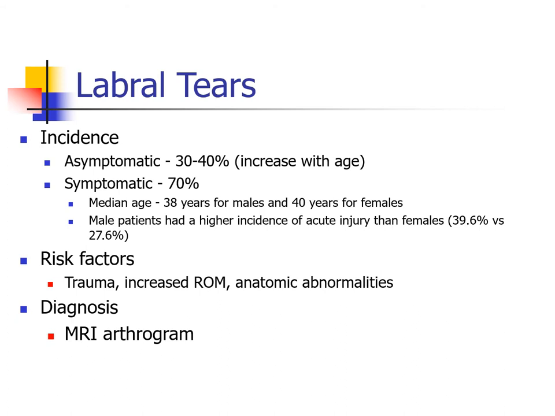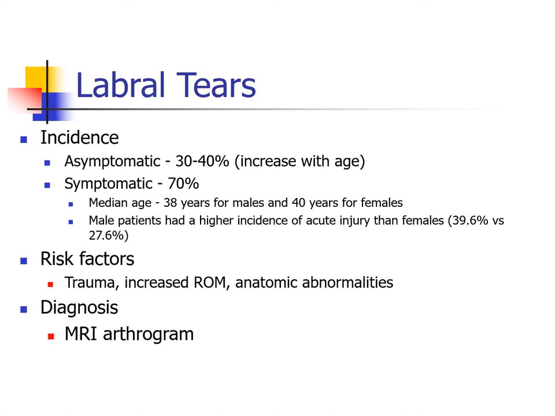In terms of individuals who are symptomatic, these are individuals who have hip pain, but they also may have clicking, popping, locking, catching, or giving way. We look at this data, it's about 70% of these individuals are going to have a clinically significant labral tear in diagnostic imaging. In terms of the age that we typically see, 38 years for males and about 40 years for females, those seem to be the ages we see most in terms of individuals who have a symptomatic labral tear.